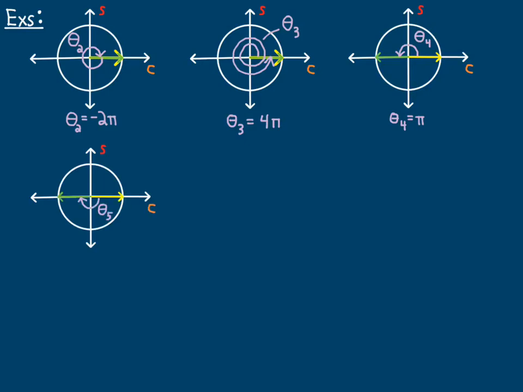Here, same initial and terminal sides for the angle, but I'm measuring it differently. I'm measuring it clockwise, so that's going to be negative, and it's halfway around the circle, so it's half of negative 2 pi, so it's negative pi. These are just really common angles that we use all the time, so they're good to know. Theta 3 is an illustration that you can go around several times before you settle onto the terminal side and get different numbers for the measurement of the angle.